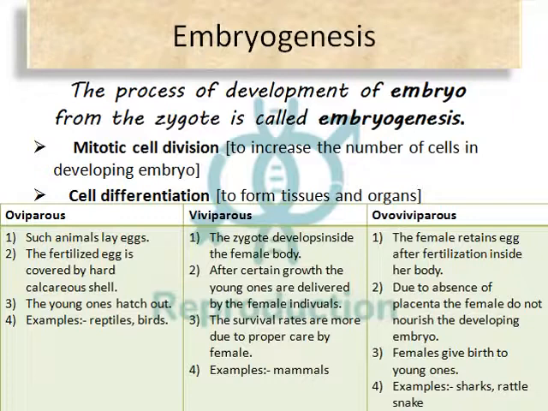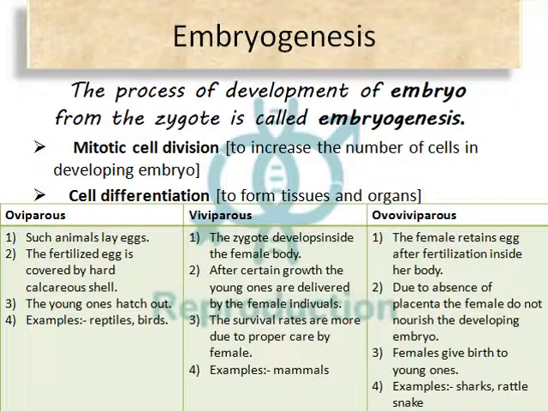Now on the basis of embryogenesis, we can divide animals into three categories. Number one is oviparous animals. Oviparous animals are animals which fertilize their egg. Once fertilization has taken place and the zygote is formed, they will leave the zygote in the environment. They are not going to take care of that zygote within their body, so they lay eggs. Now eggs are actually the zygotes.